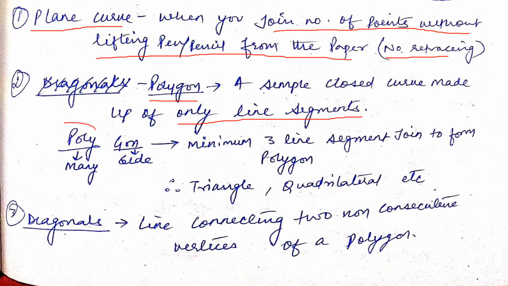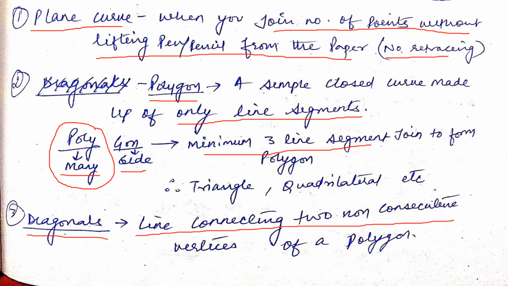Now, I have defined here what you mean by poly. Poly means many and gon means side. That is why polygon means many sides joined together to form a closed figure. The first polygon I have told you is the triangle, second is quadrilateral, third is pentagon and so on. So a minimum of 3 line segments are joined to form a polygon: triangle, quadrilateral, etc. Now, I have also introduced diagonals in that topic. So what is a diagonal? It is a line connecting two non-consecutive vertices of a polygon. I hope all of you got it.